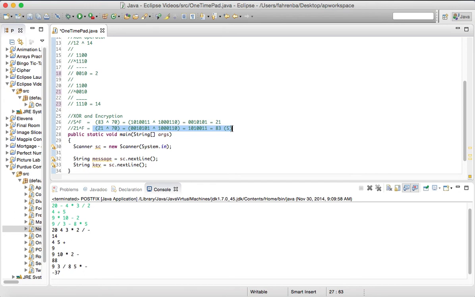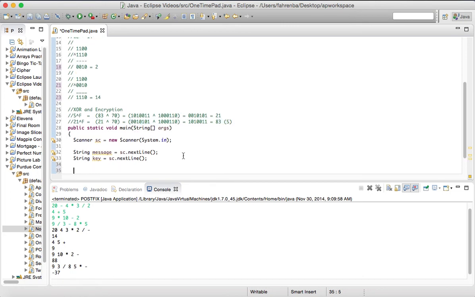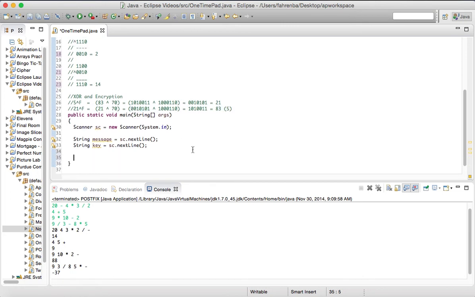So as long as both sides know the encryption key, you can hide a message, and nobody in the middle can figure it out. You can't intercept the message and determine what the answer was unless you know what the key is. So now we're going to go down here and implement the code. So we're going to have a message and a key we're going to read in from the user, and we're going to have to loop over every letter in the message.